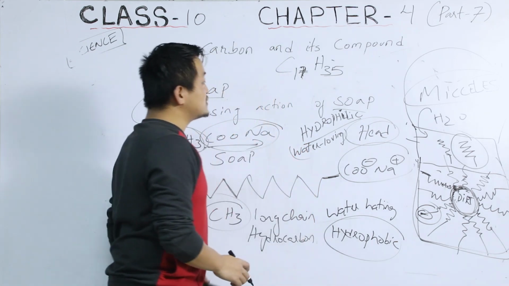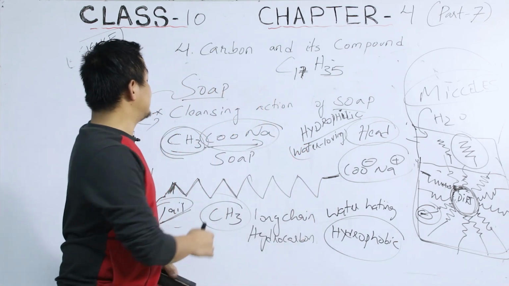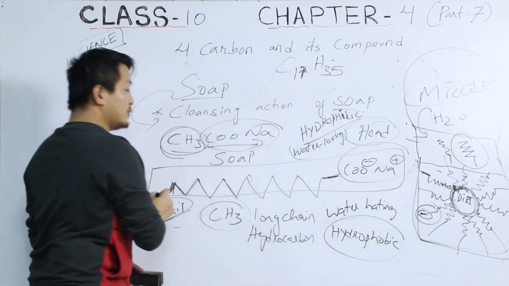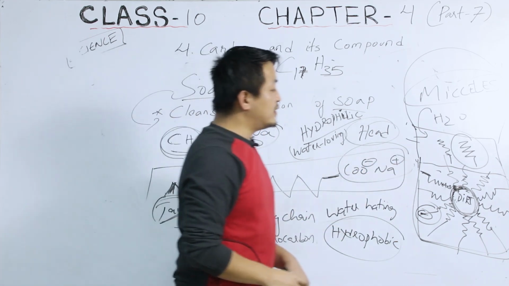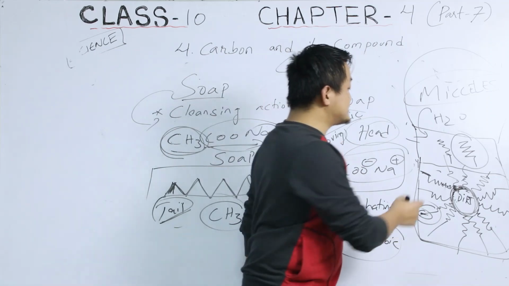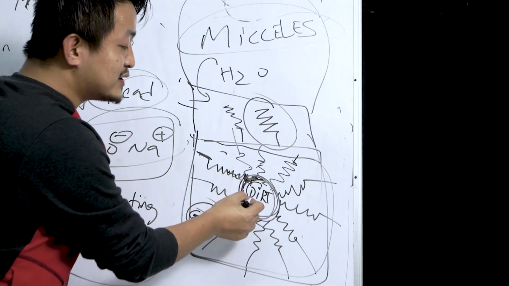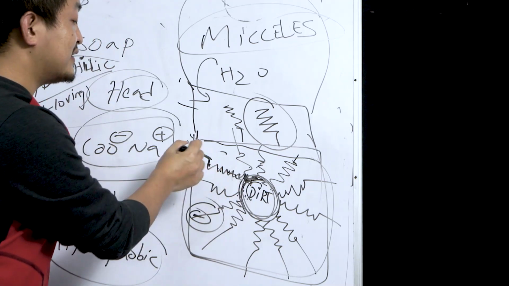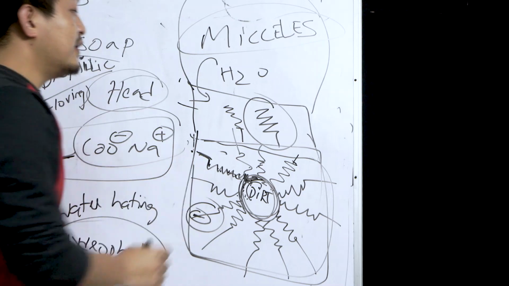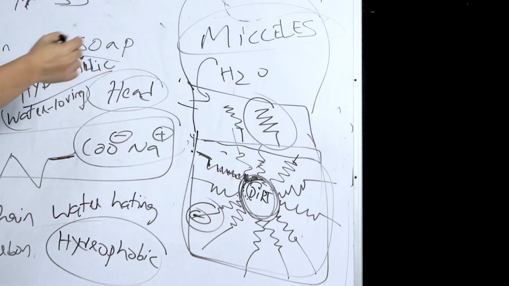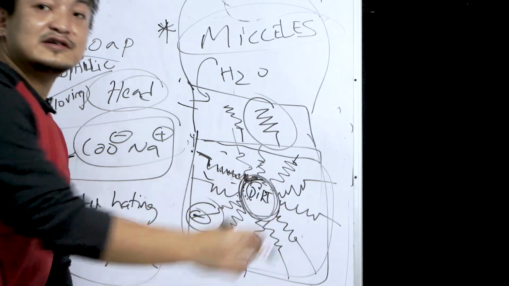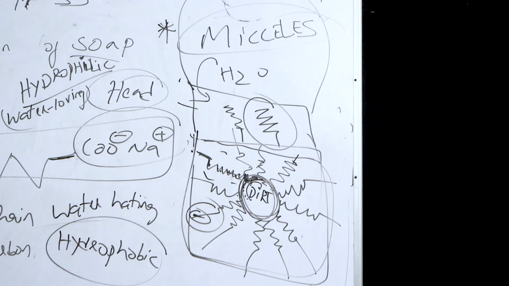So under the cleansing action of soap, what you have to remember is the structure of the soap, okay? The other thing you have to remember is you have to show how it works. So you have to show the dirt as well as the head part and the ion part. And the last thing, you have to write the definition of micelles as well. Micelles is nothing but the soap molecules forming a cluster, and that is also known as micelles.